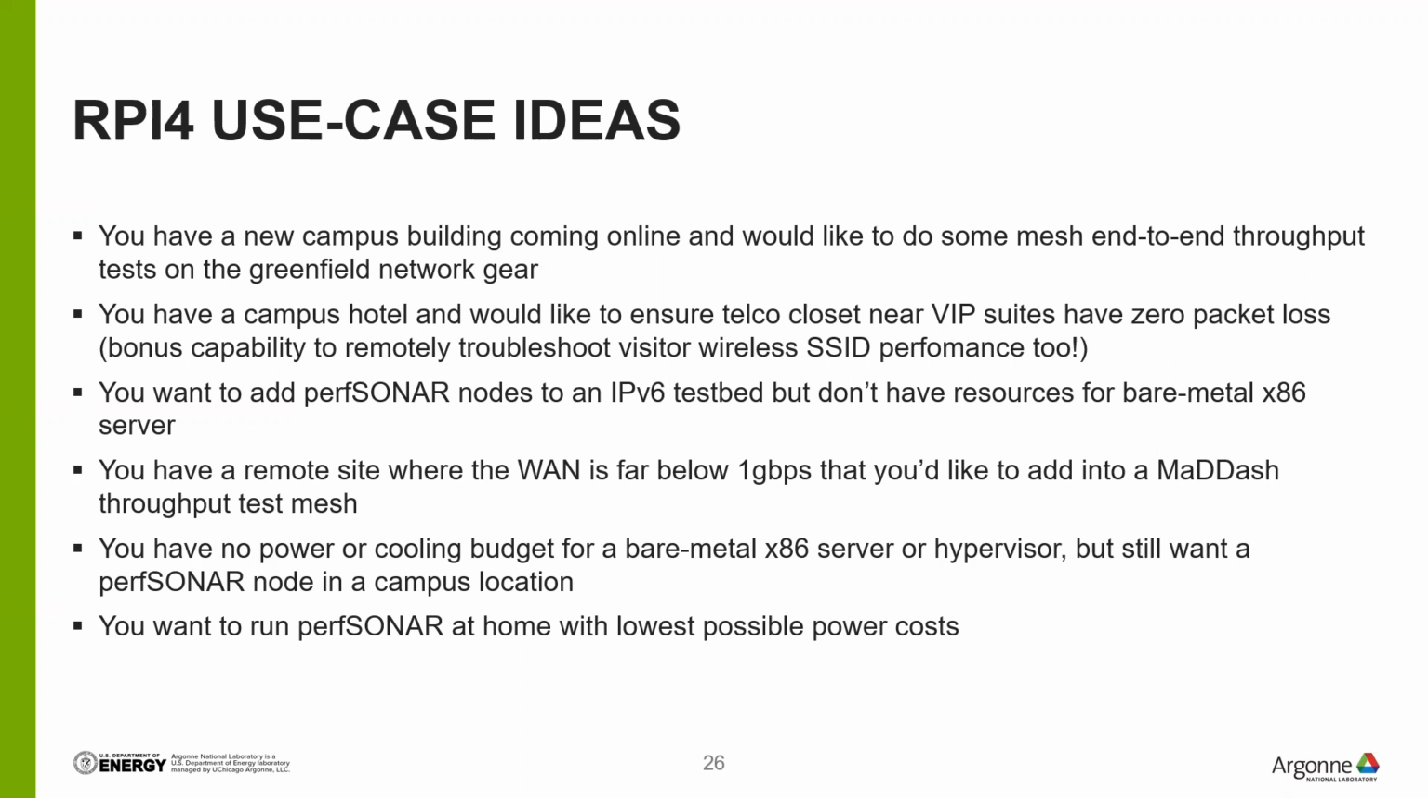And of course, with these Raspberry Pis, even though we can't get the full gigabit line rate, if you're at a remote site where the WAN is going to be nowhere close to that, but you still want to add that remote site into something like a MADDASH dashboard, this might be a good fit. A couple other ideas: if you don't have any power or cooling at a location, but you really want to get a perfSONAR node in there, the Raspberry Pi, give or take, depending on how you have everything going and what cooling you're using, is only going to be something like between 10 and 20 watts. So it's pretty easy to add that, even if you're already maxed out for power or cooling.